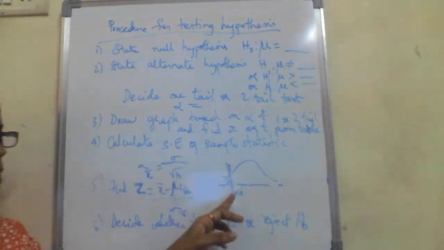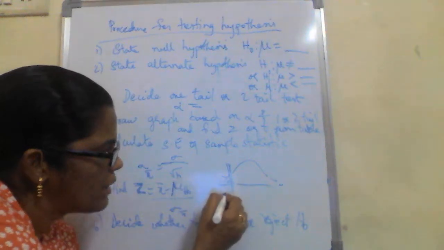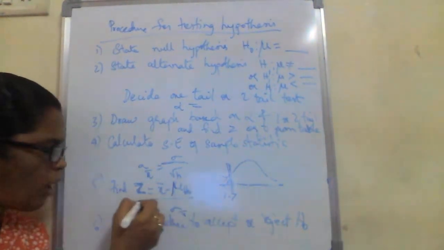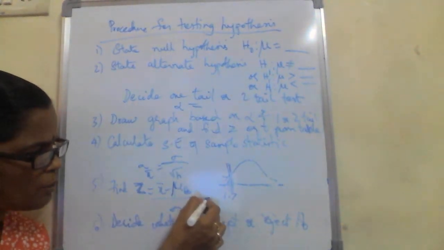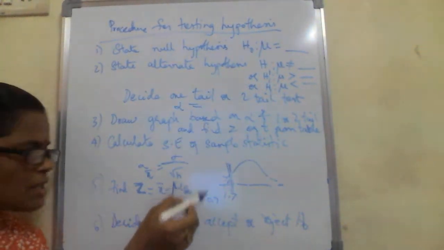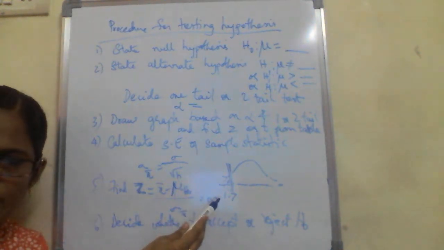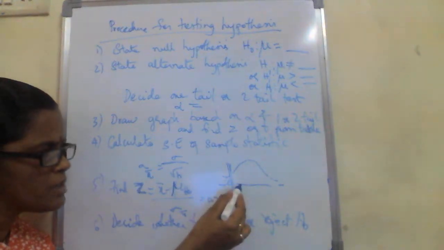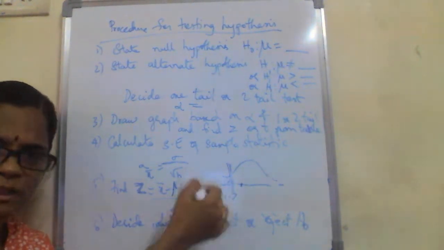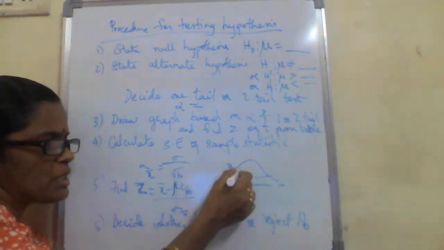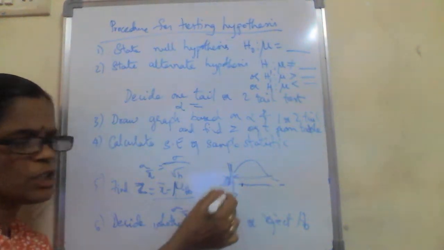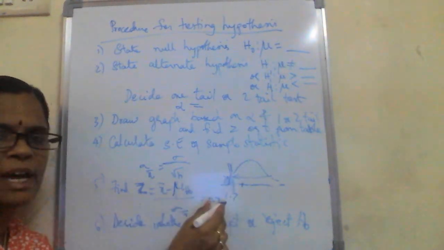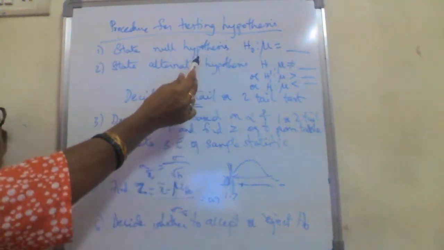So our decision: suppose from the table I got Z equal to, for example, 1.7. And the Z I calculated is 0.7. So already we have got 1.7 from the table, and based upon this you have to decide. This is 1.7, and 0.7 will be somewhere here. It comes into the acceptance region. Yesterday I told you, this is the rejection region. So if the value you have calculated comes in the acceptance region, then we accept the null hypothesis.